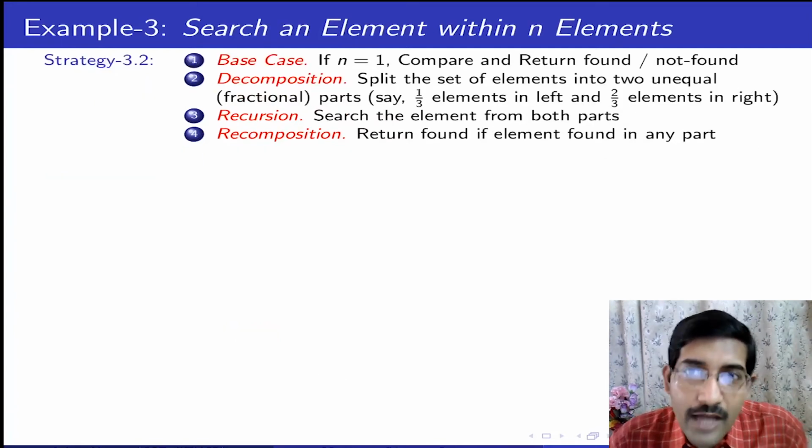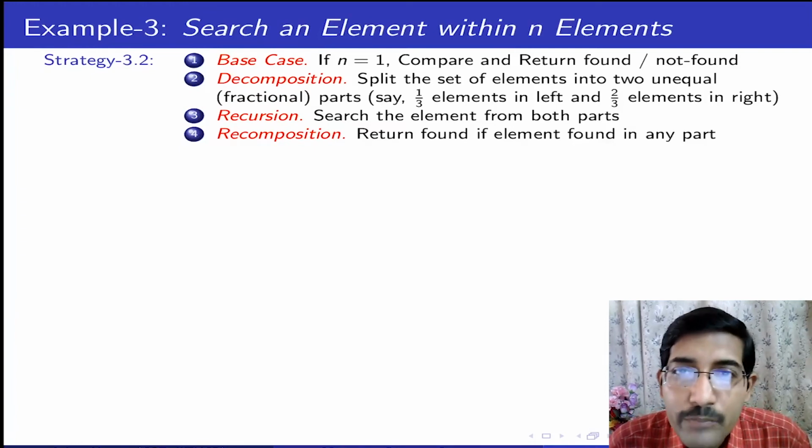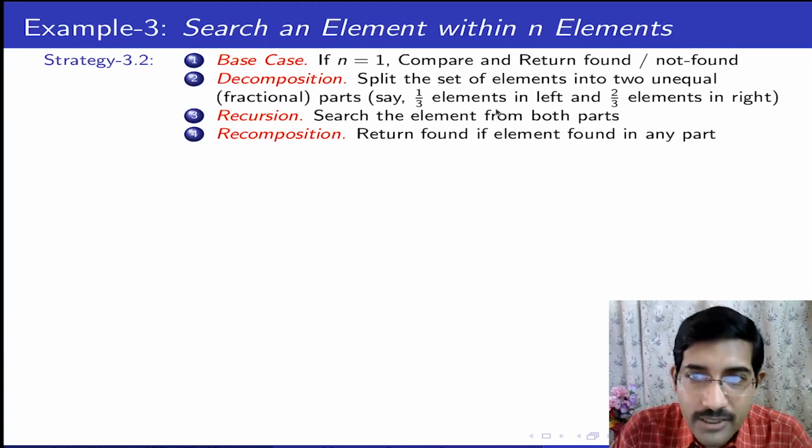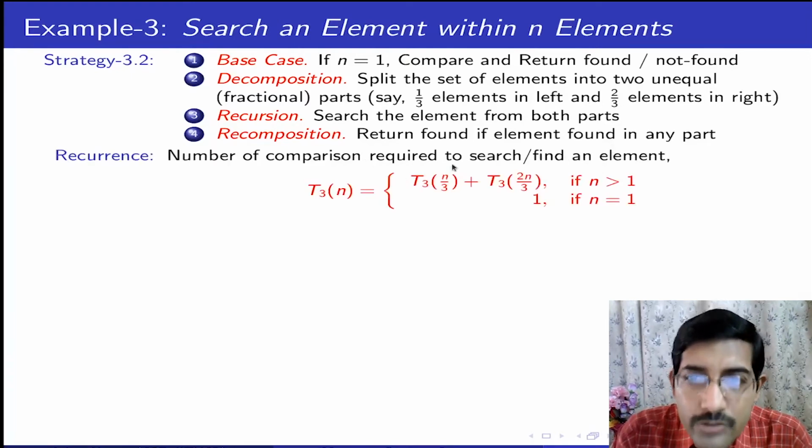But let us try to see an arbitrary fractional split. Does it help? Suppose I have 1/3 elements I put in the left side, 2/3 elements on the right side and search for both parts. The same thing I do. Instead of middle, I just do 1/3 and 2/3. So let us see that the recurrence will be that you search here, these are the number of comparisons, you search 2n by 3, these are the number of comparisons, so the total comparison will add up.